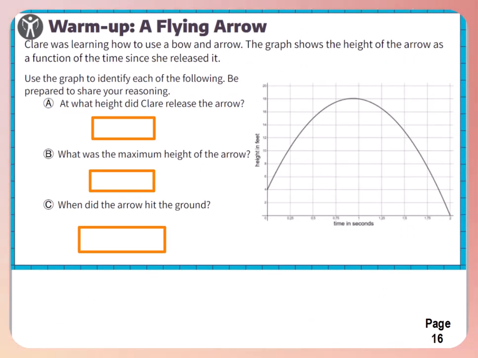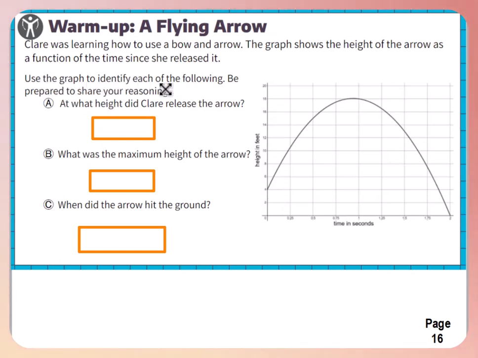All right, look at the warm-up on page 16. Claire was learning how to use a bow and arrow. The graph shows the height of the arrow as a function of time since she released it. Time is going to be on our x-axis, so we start at 0 and we go up to 2 seconds. And we're counting in increments of a quarter of a second, I believe. All right, and then the height, we're going from 0 to 2, 4, 6, 8. Notice how we're counting our height in feet on the y-axis.